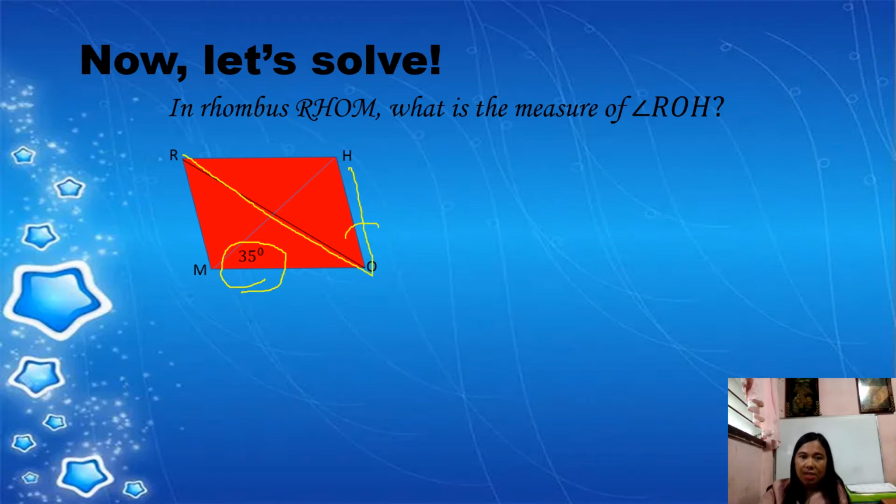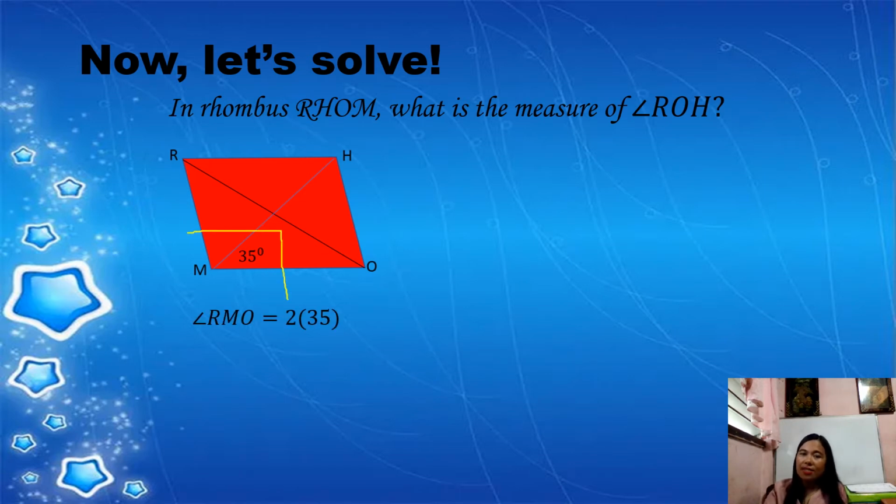So, this angle here. Okay, the problem is, the given is from HMO. So how do we solve for this problem? Of course, first we need to get the measurement of this angle here. So let me erase it first. So we need to get the measure of RMO.